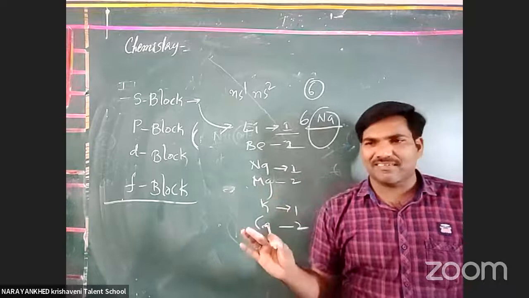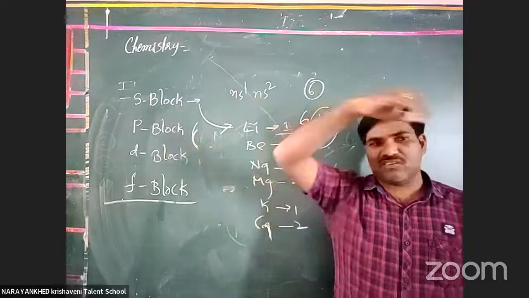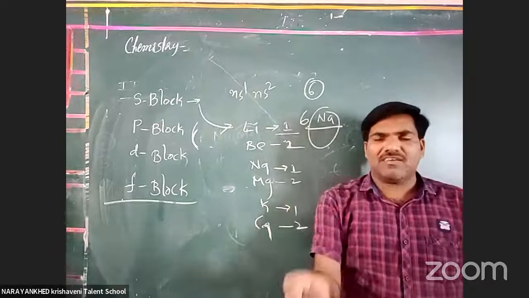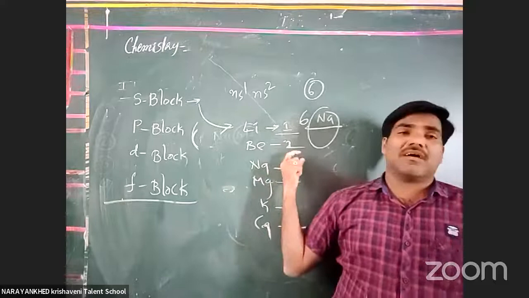Why? Because it is in the outermost orbital. The attraction between the electron and the nucleus is not that much, so when we give a slight ionization energy, the electron will come out. Clear or not? That is why pairing may also not be there.